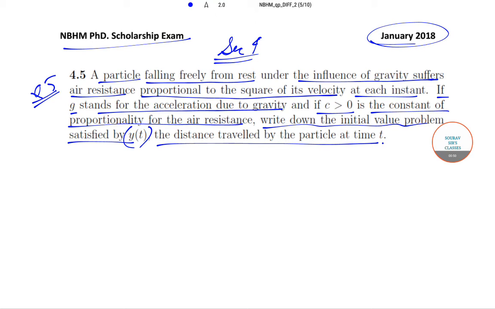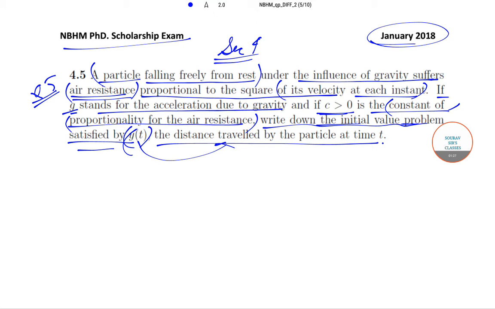Let me repeat the question once more. So basically there is a particle which falls freely from rest under the influence of gravity. Now when the particle is falling, it suffers air resistance, and that air resistance is proportional to the square of the velocity of the particle at that instant. So g is the acceleration due to gravity, and c greater than 0 is the constant of proportionality for air resistance, then we need to write down the initial value problem satisfied by y(t), and y(t) is the distance travelled by the particle in time t.